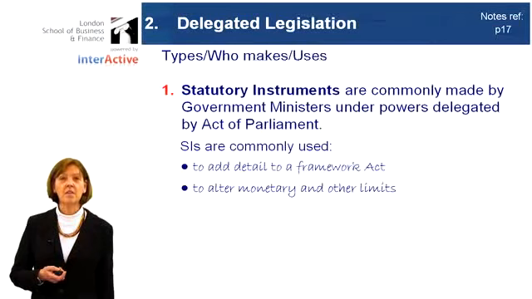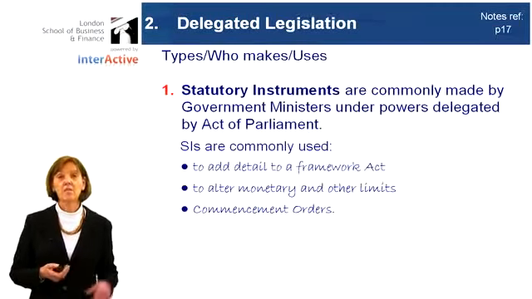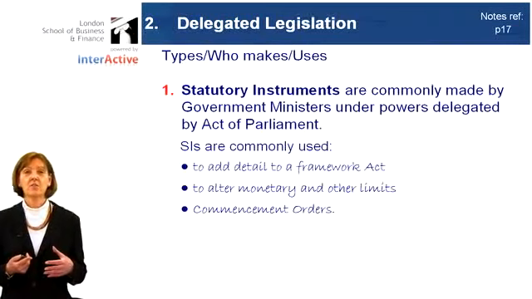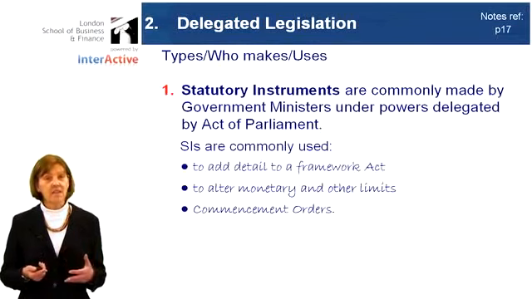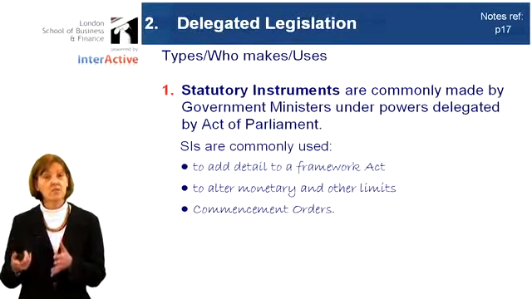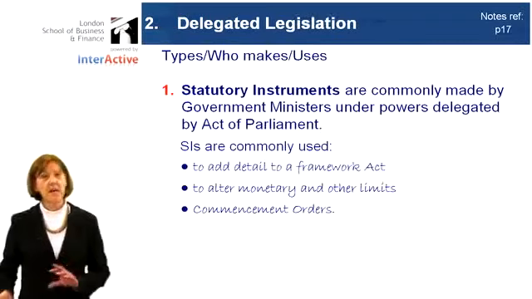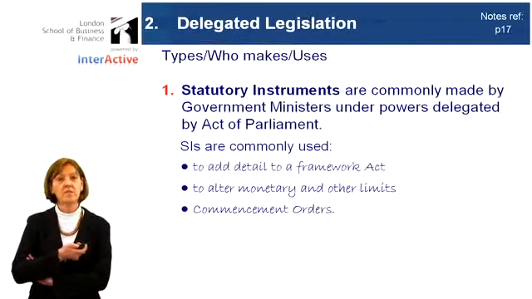A third one is to make commencement orders. And this harks back to what we were talking about earlier. Remember we said, rarely these days does an Act of Parliament come into operation at the date of royal assent. It comes into operation, it commences, usually on dates specified by the relevant minister in a statutory instrument called a commencement order. So that's the statutory instrument, very, very important for business.